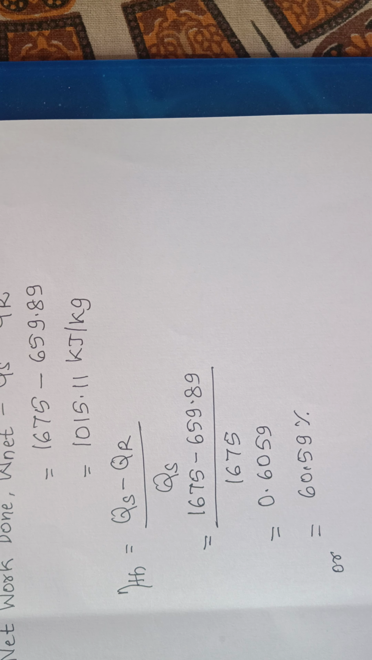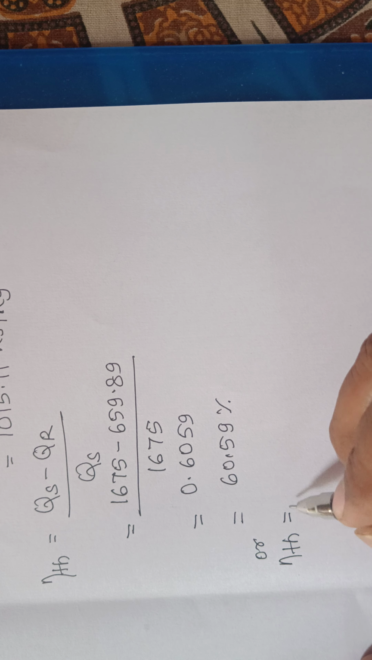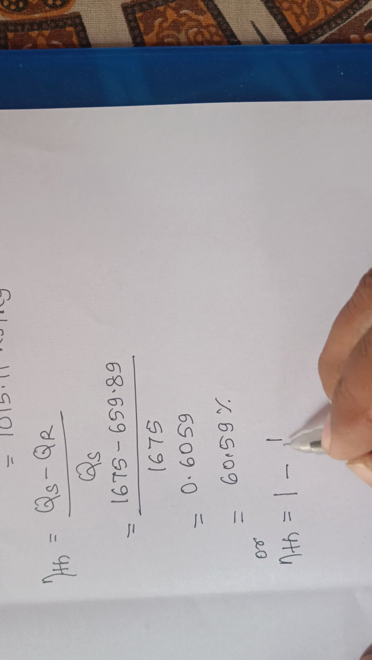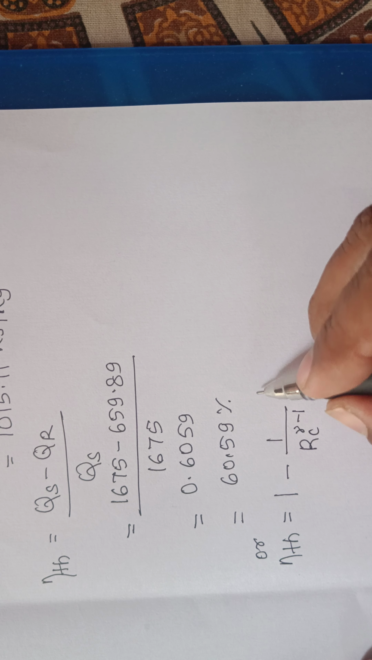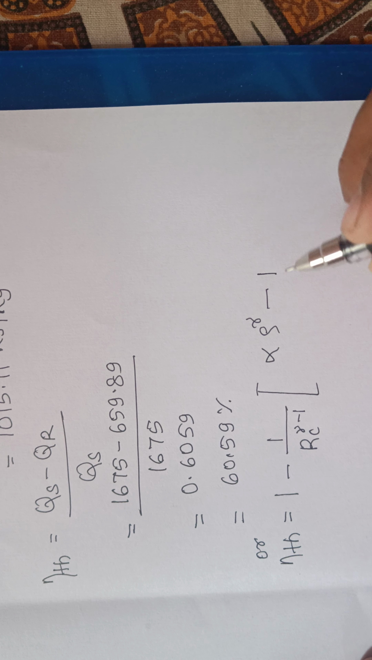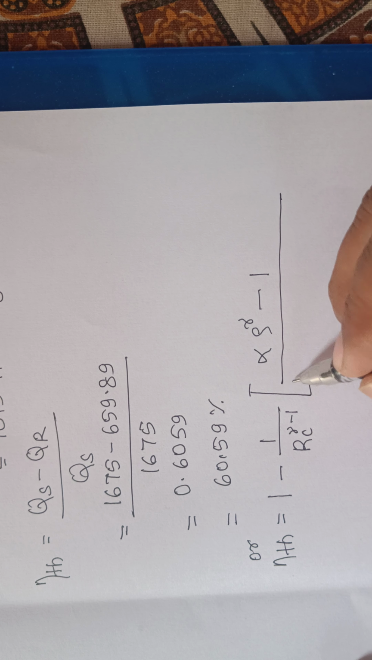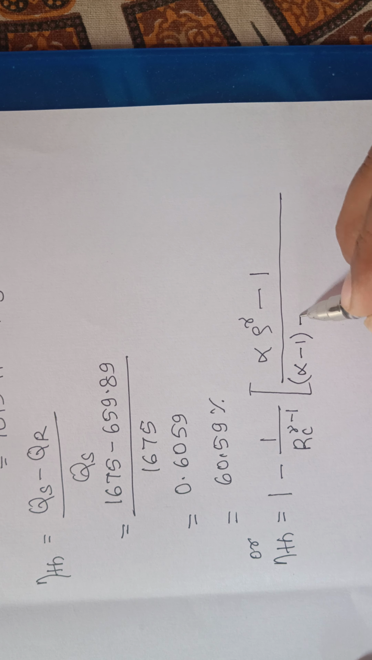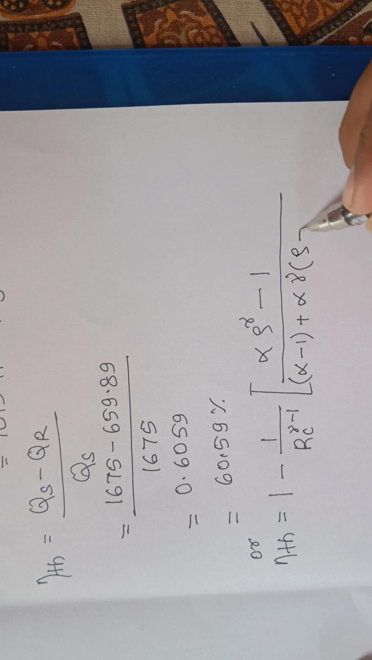Or you can use the other equation, which I will give you also. The air standard efficiency will be equal to 1 minus 1 by RC to the power gamma minus 1, into bracket alpha rho to the power gamma minus 1, divided by alpha minus 1 plus alpha gamma into bracket rho minus 1.